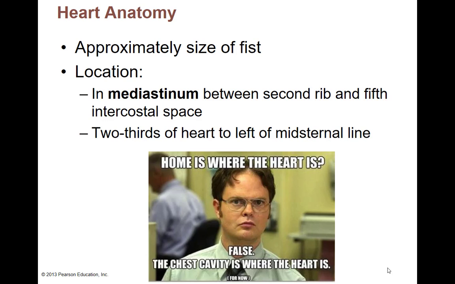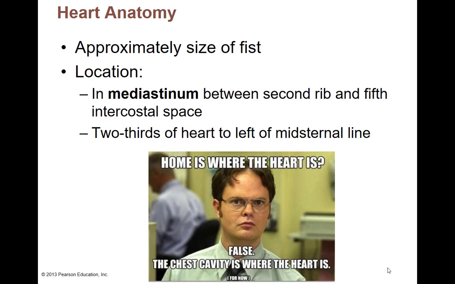Now, it sits in the mediastinum. It's the middle part of our chest between the second rib and the fifth rib in this intercostal space. It just means the space in between all our ribs. And two-thirds of it lies to the left of the midsternal line. So we have that sternum, the bone that is right smack down the middle of our body. The heart lies over to the left side a little bit.